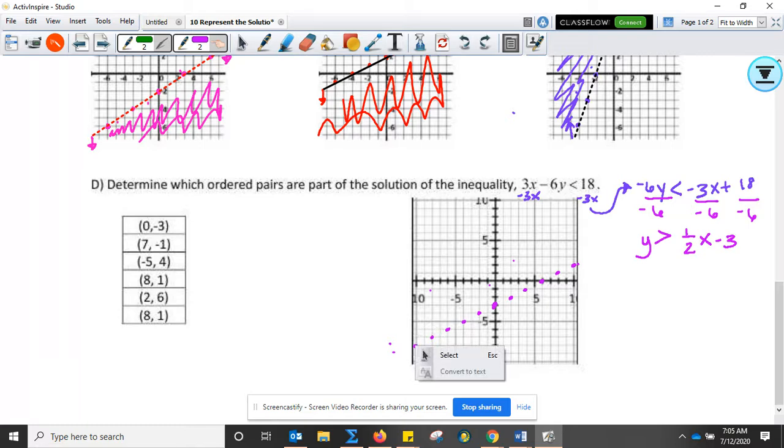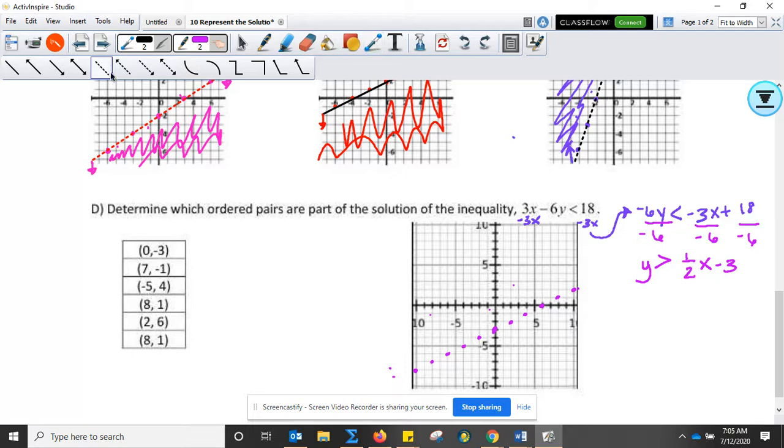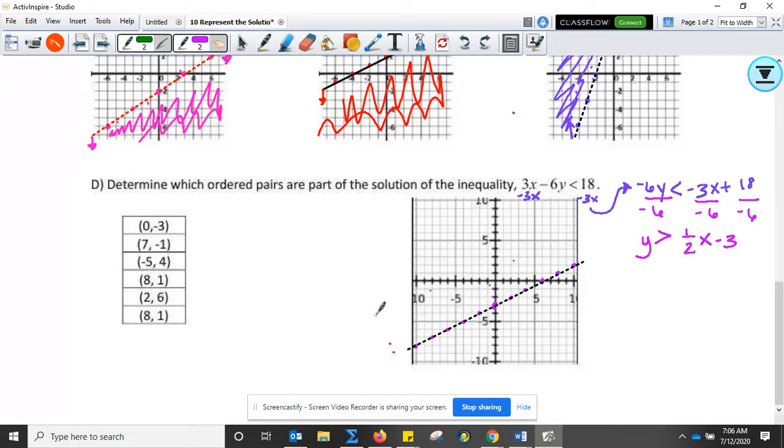And that's going to be a dotted line because it's just greater than. So I'm going to put my dotted line in there. And it's greater than, so it's going to be everything above. So everything up here. Okay, so before I shade, well, let's just do a highlighter. I'm going to use highlighter this time because I want to be able to see my grid.